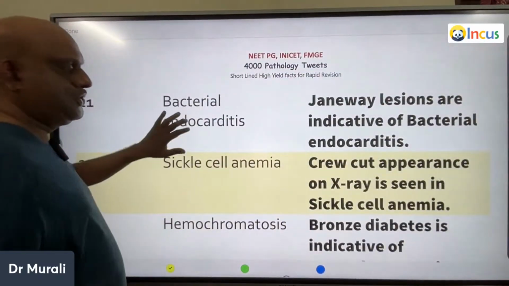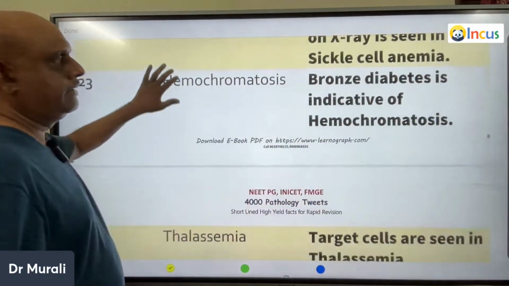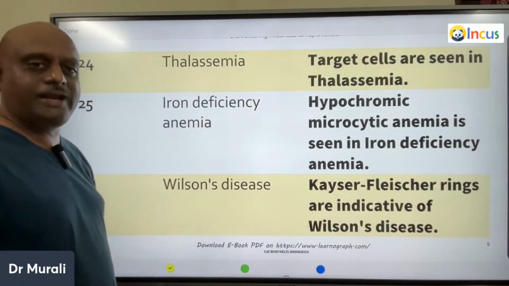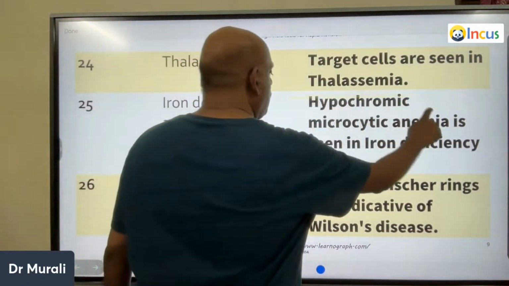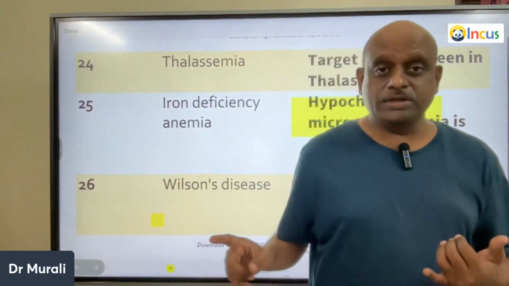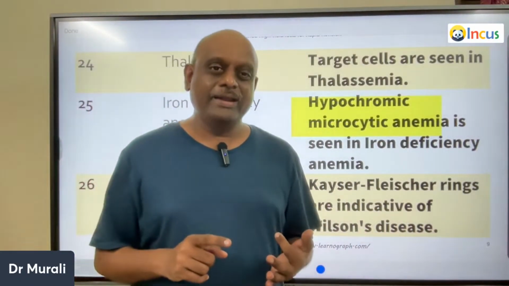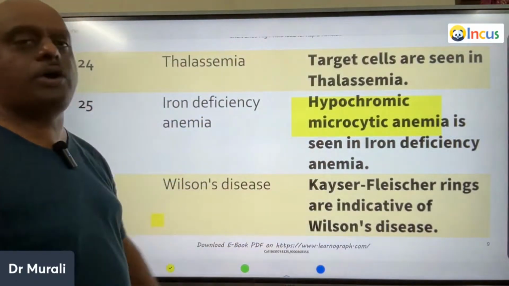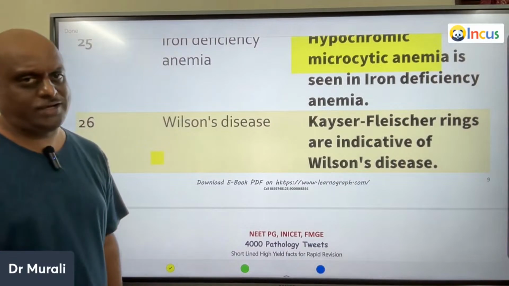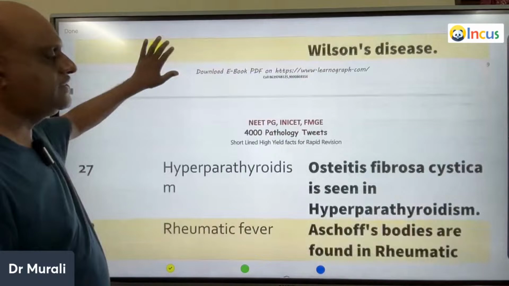We discussed all this. Sickle cell anemia has a crooked appearance. Bronze diabetes is a feature in hemochromatosis. Target cells are seen in thalassemia. Then hypochromic microcytic anemia, what are the 4 important conditions? Iron deficiency anemia, anemia of chronic disease, sideroblastic anemia, right? And thalassemia. In all this, you have hypochromic microcytic anemia. Kayser-Fleischer rings are a feature because of the copper deposition in Descemet's membrane in case of Wilson's disease.